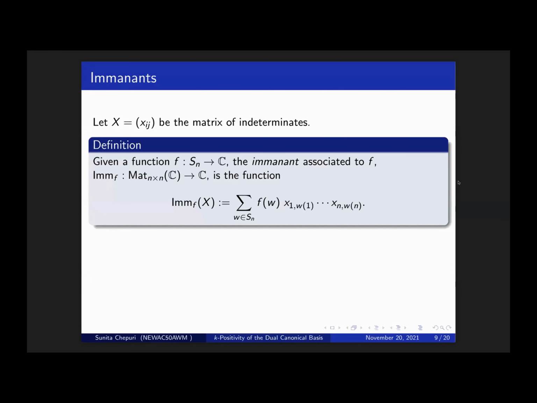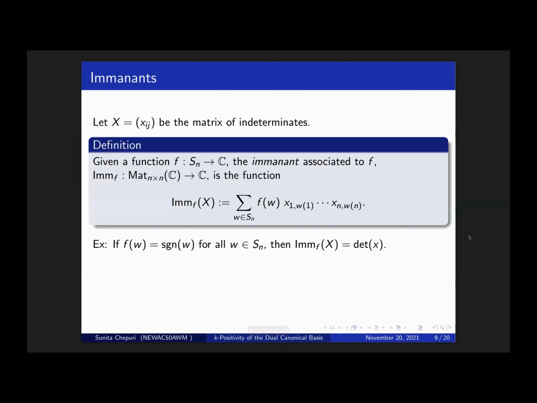Okay, so if we have a function from the symmetric group to the complex numbers, we can define the immanent associated to that function to be the sum over all of the elements of the symmetric group, where we evaluate F on that element and then take the matrix entries given by that element.